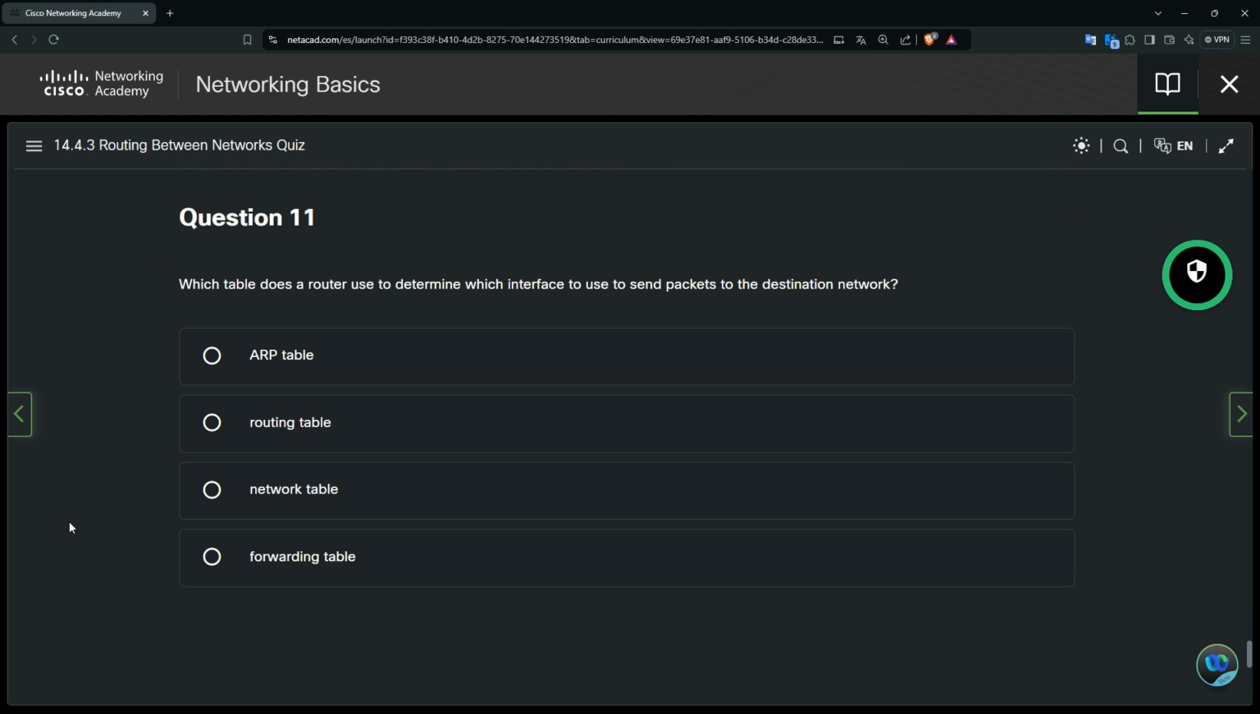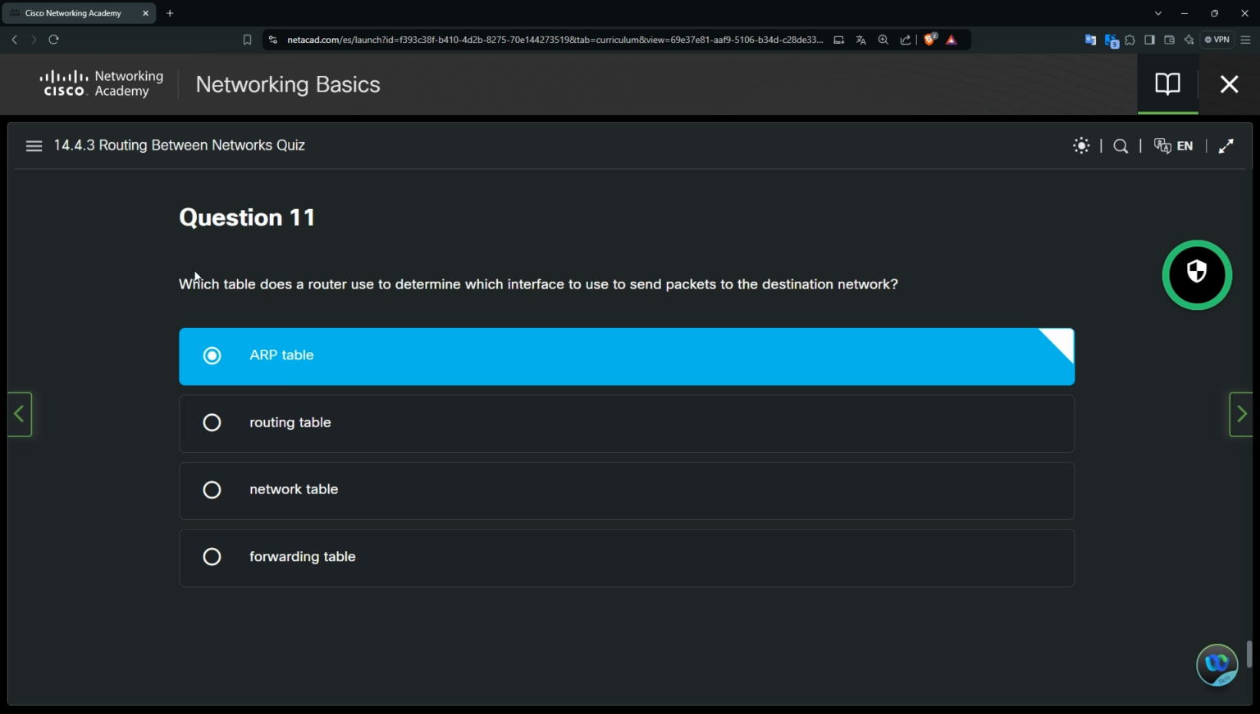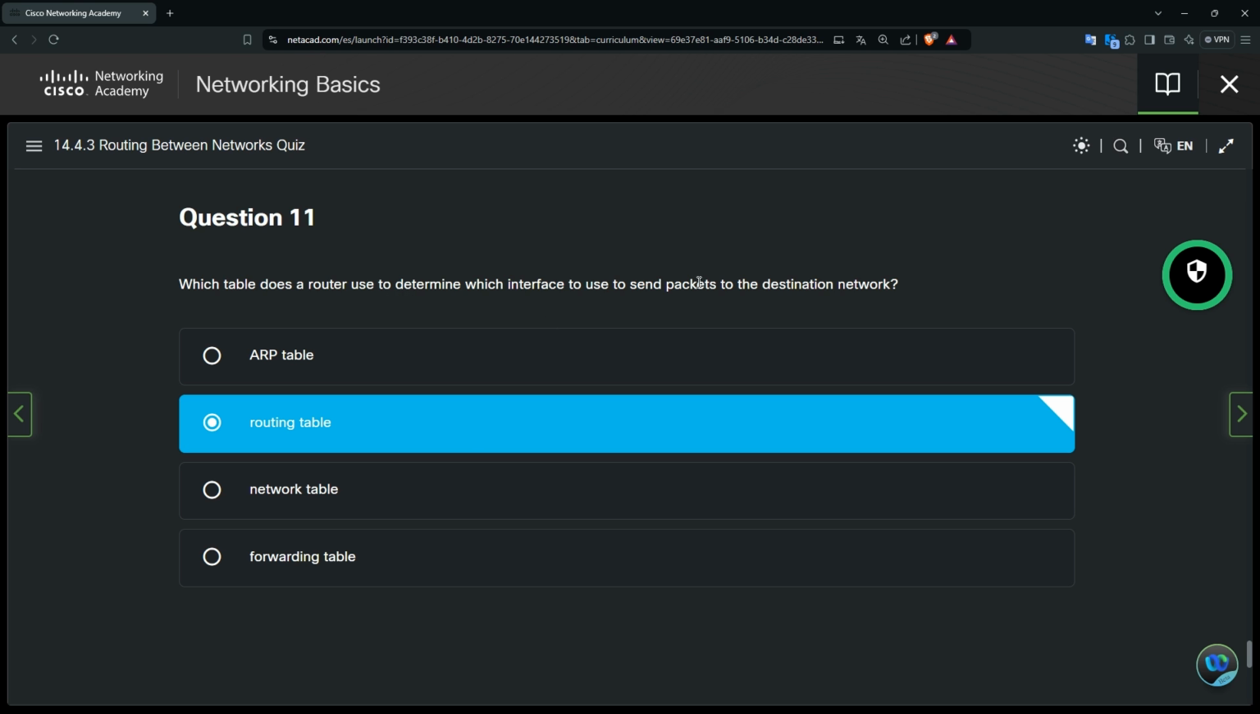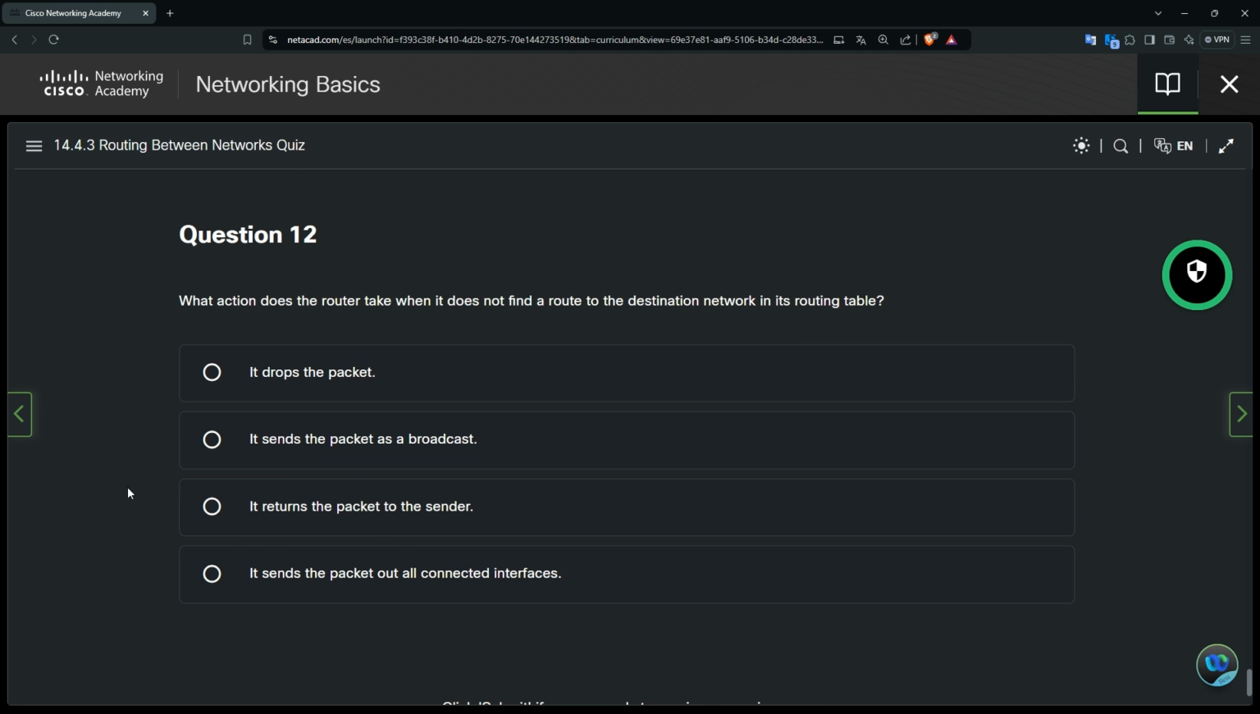Which table does a router use to determine which interface to use to send packets to a destination network? What action does the router take when it does not find a route to the destination network in its routing table?